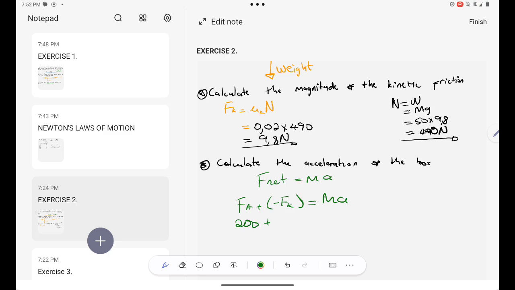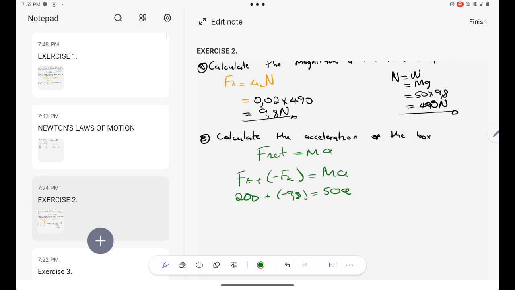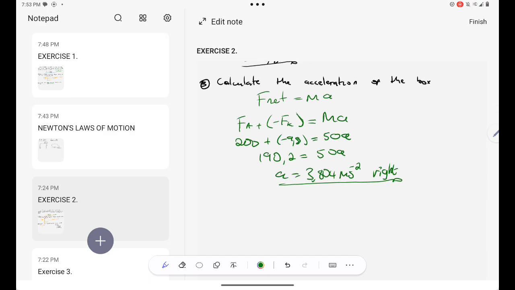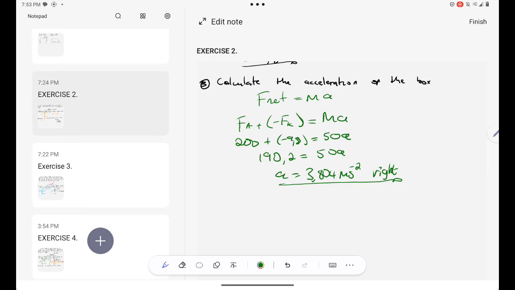It will be 200 plus a negative 9.8 is equal to 50a. This will give us 190.2 is equal to 50a. Whenever I divide both sides by 50, 190.2 divided by 50, this will give me 3.804 meters per second squared towards the right. So that's how we deal with acceleration. And then now let's go to question 3.